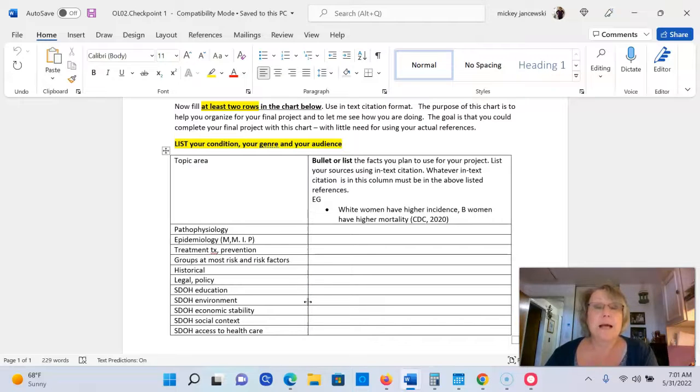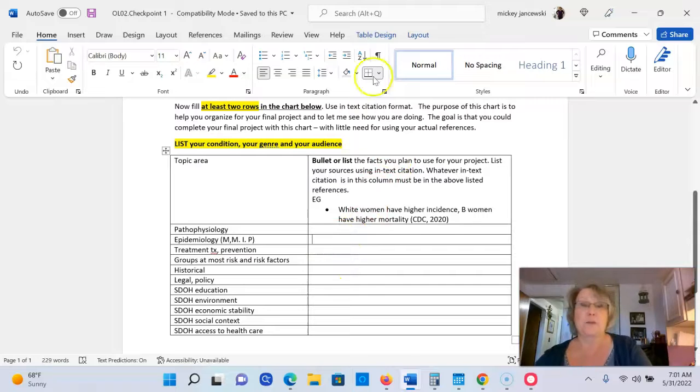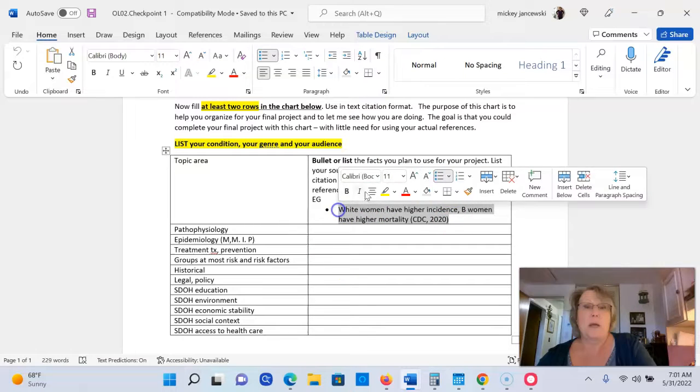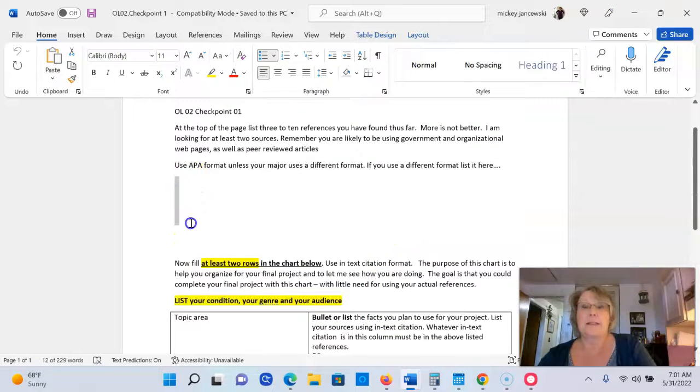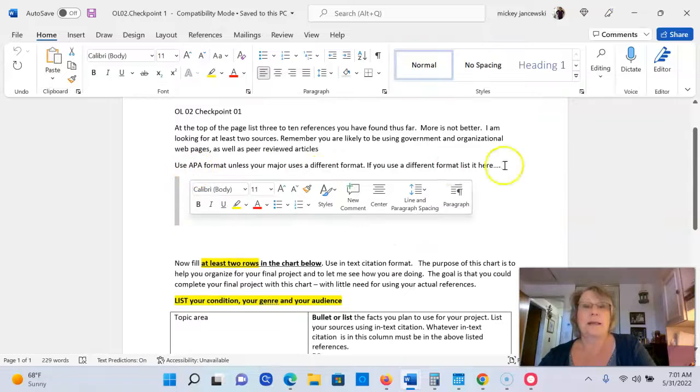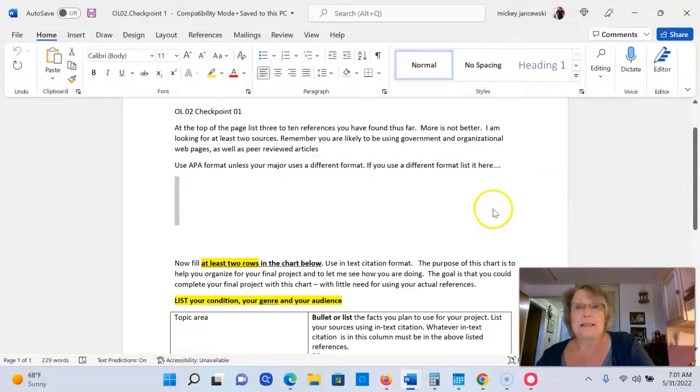It's only a week into the class, so try to find the information that you have, and then you need to tell me what happened. So for example, in epidemiology, which is what this one is, it says white women have higher incidence, black women have higher mortality, and it cites the source. And that source would be listed up here at the top. It says use APA format and list some of your references that you're going to be using.